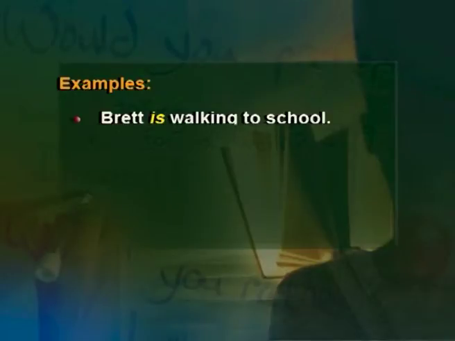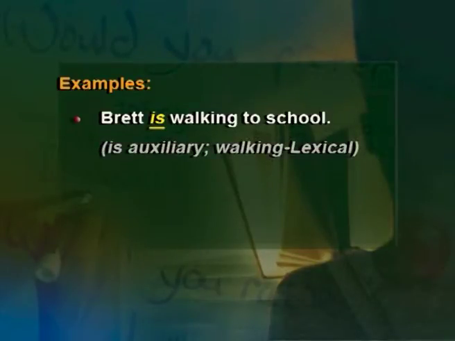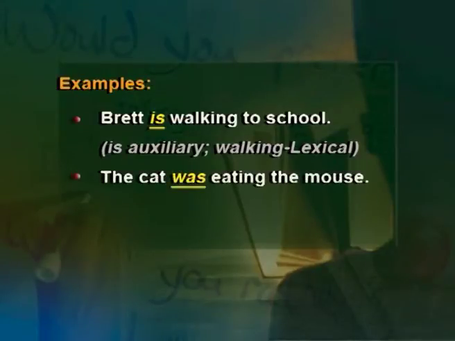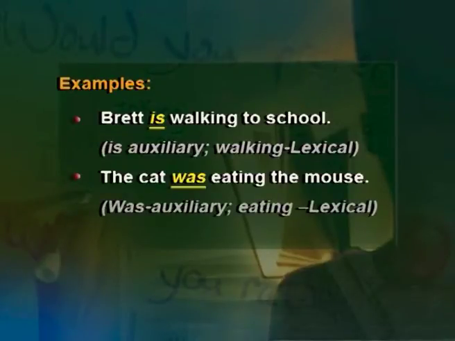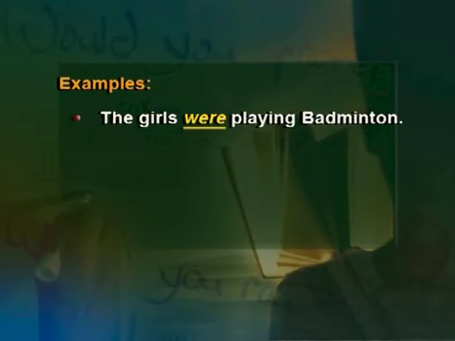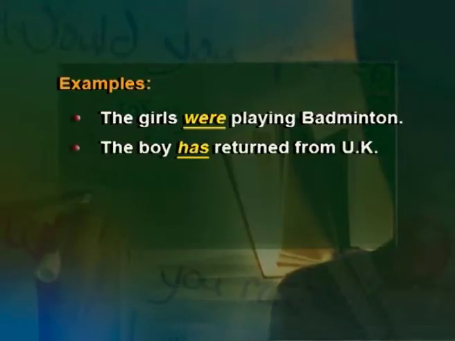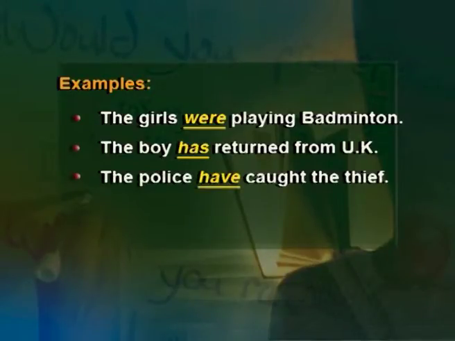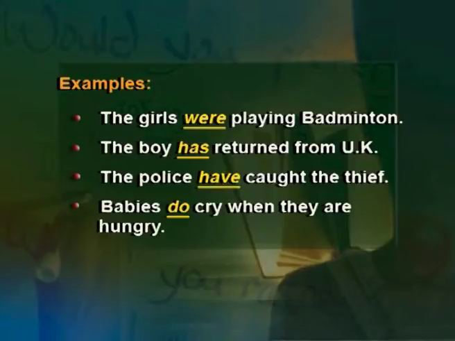Brett is walking to school. Here is is a helping verb, but the main verb is walking. The cat was eating the mouse. The main verb here is eating and the helping verb is was. The girls were playing badminton. The boy has returned from the UK. The police have caught the thief. Babies do cry when they are hungry.